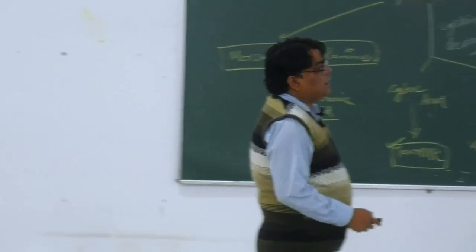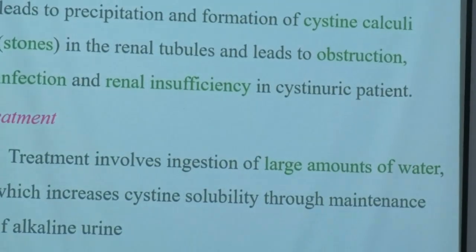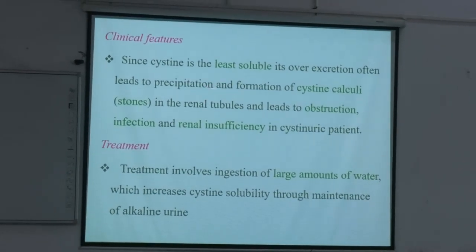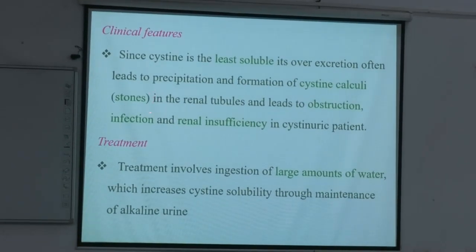Okay. Now the clinical features of cystinuria: it forms cysteine calculi, that is, formation of calculus. Calculus is basically stone formation, either a kidney stone or urinary stone. Depending on the renal tubule, it leads to obstruction, infection and renal insufficiency in cystinuric patients. So a patient having calculus in the renal area can have such a defect. Treatment is taking a large amount of water and other things.